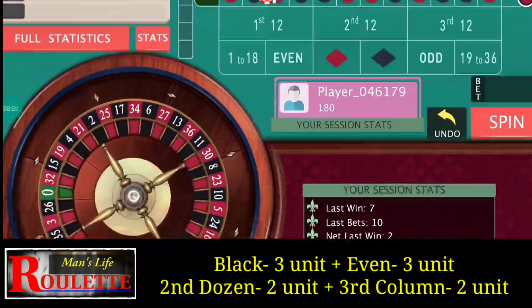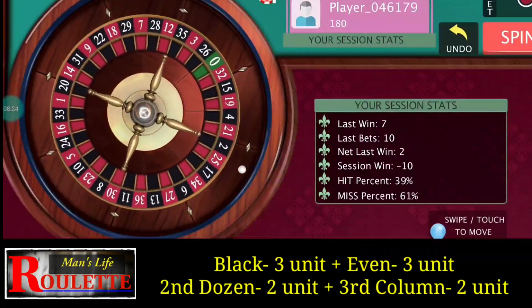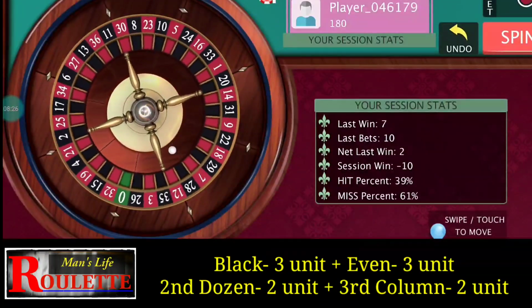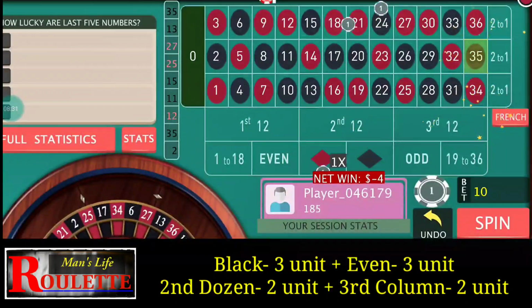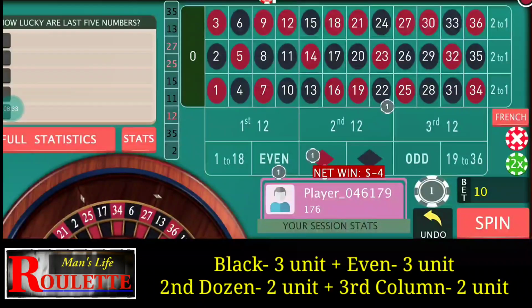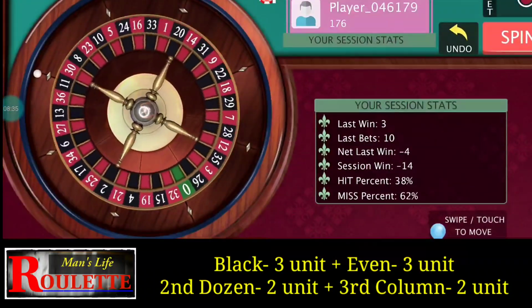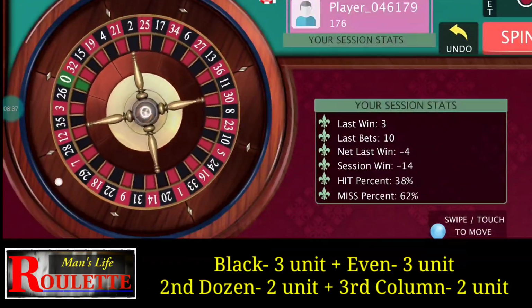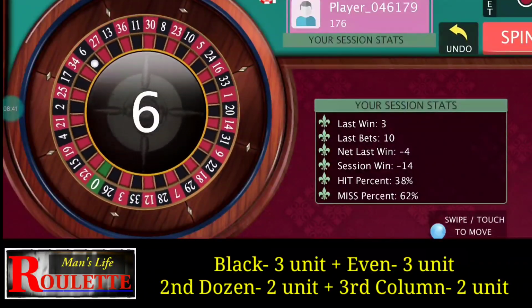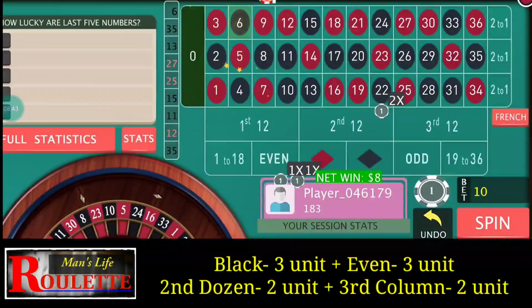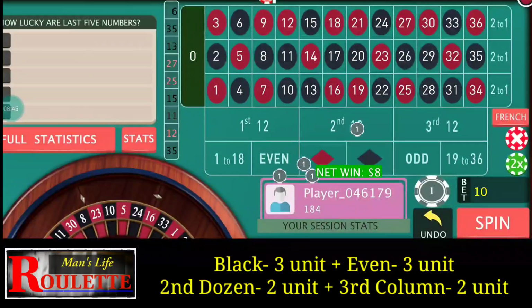So from every section of the table we are making some profit. We are making profits from some odd numbers, from some even numbers. Also we are making profit from the third dozen, even numbers, and also the second column, second dozen. So our bets are distributed in such a way that we are making profit from every section of the table.